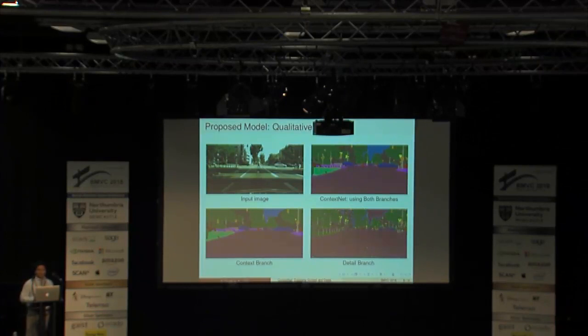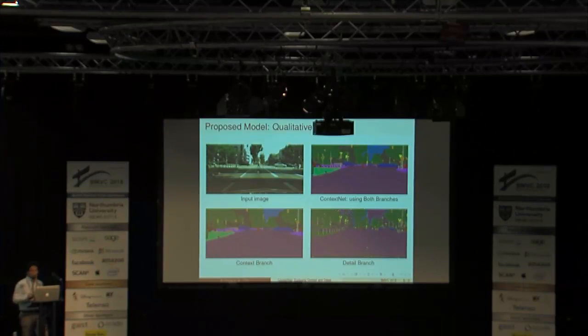This is more interesting. In the context branch, the terrain is correctly classified, but it missed the boundary, these small poles. But if you look at the detail branch, it correctly classifies the poles, but it missed the terrain. Together, it knows how to merge them, because we have a merging convolution. The merge model is there. So together you see it is combining this information nicely.